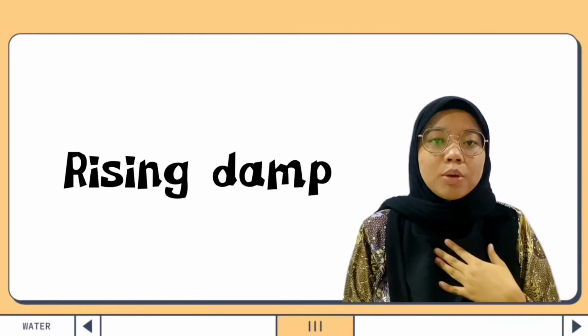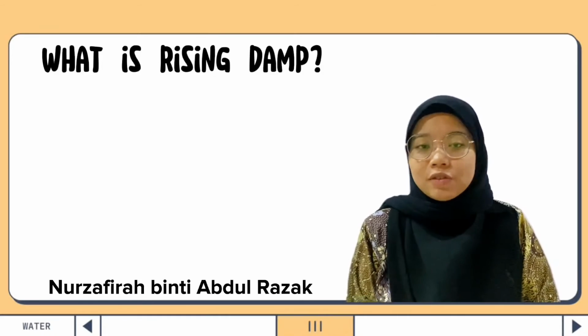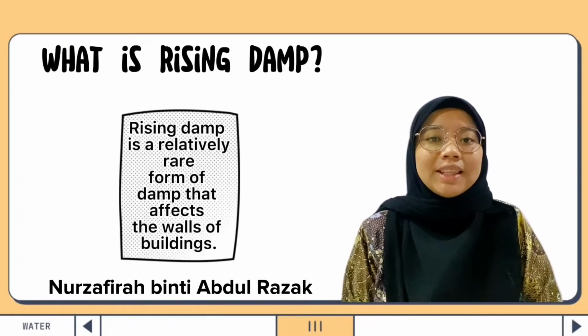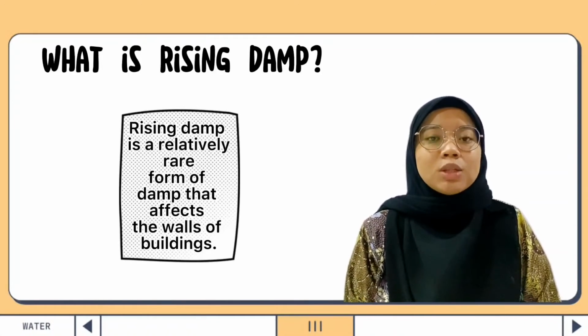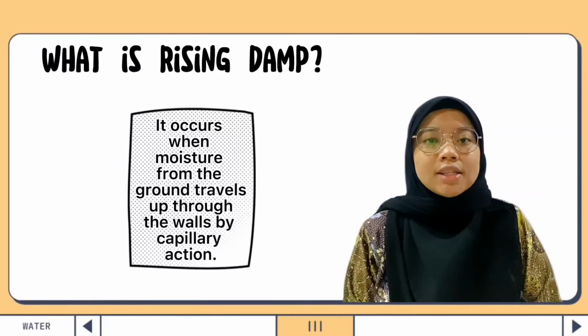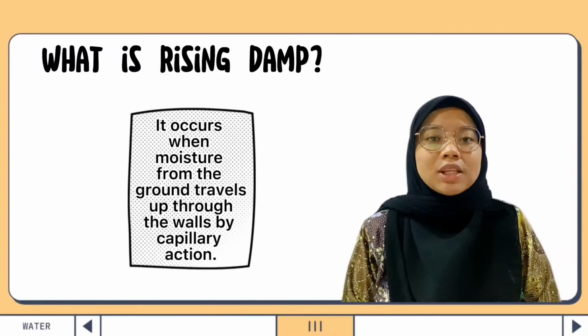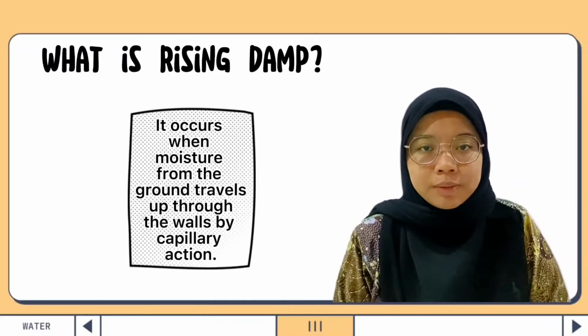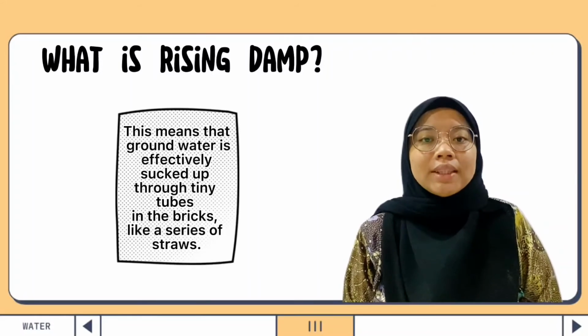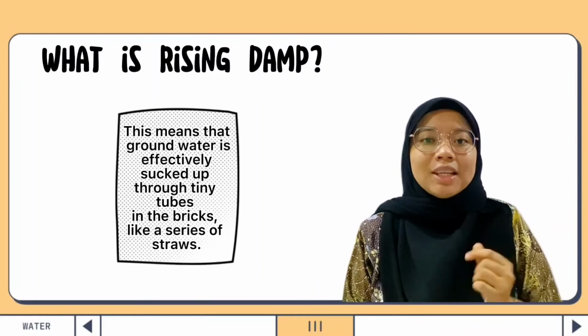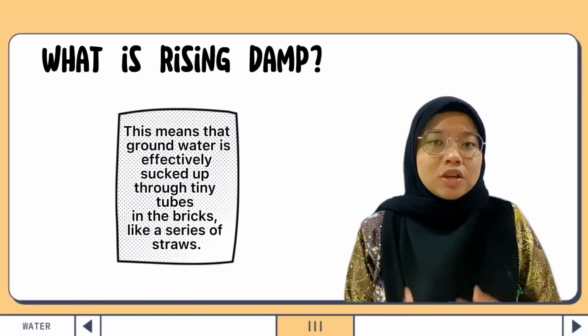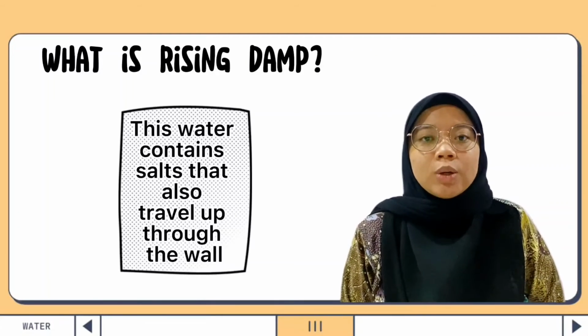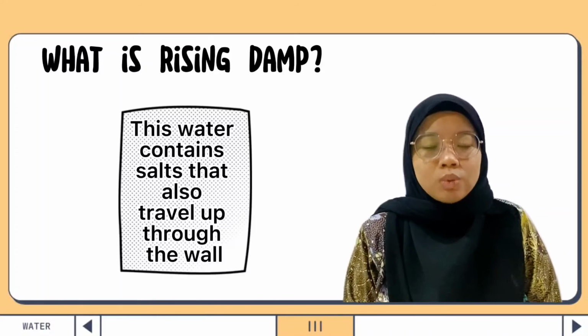I will be talking about the defect of rising damp. What is rising damp? Rising damp is a relatively rare form of damp that affects the walls of buildings. It occurs when moisture from the ground travels up through the walls by capillary action. This means that groundwater is effectively sucked up through tiny tubes in the bricks, like a series of straws. This water contains salts that also travel up through the wall.